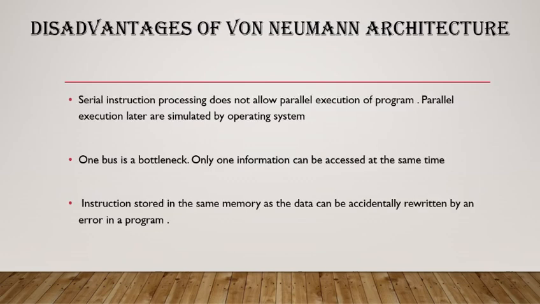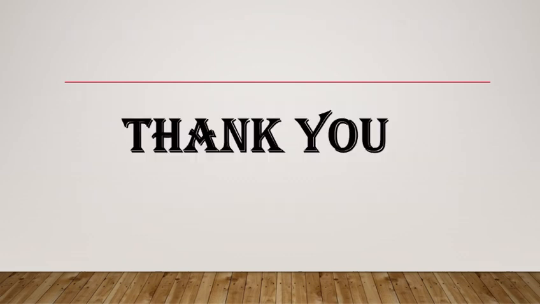So moving on with the disadvantages of von Neumann architecture. Serial instruction processing does not allow parallel execution of programs, and parallel execution is later simulated by the operating system. One bus is a bottleneck. That is, only one piece of information can be accessed at the same time. So if you want to do more work at the same time, a single bus cannot do that. Moving on, instructions stored in the same memory as the data can be accidentally rewritten by an error in a program.